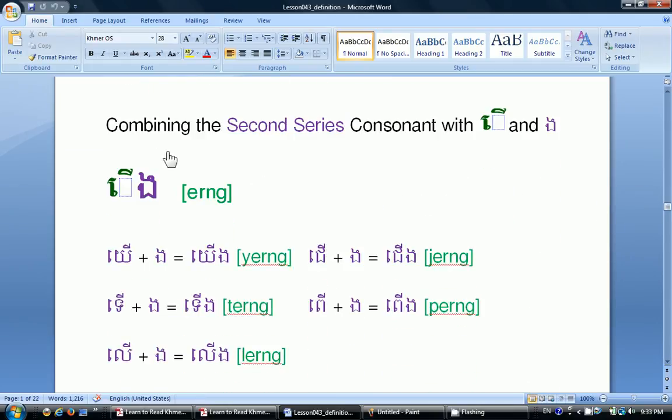Combining the second series consonant with the vowels ao and ending with consonant ngo. For the second series consonant, the vowels ao change the sound to or and then consonant ngo. So ngo, ung. Okay. So now let's read these words. Yo yơ, yơ ngo, dường. Cho chơ ngo, chừng. To tơ ngo, tường. Po pơ ngo, pờn. Lo lơ ngo, lợn.